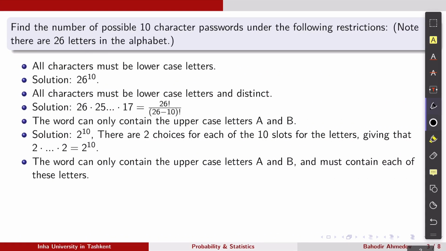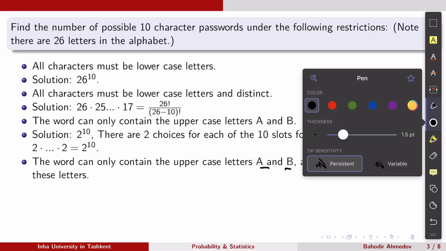The word can contain only uppercase letters A and B and must contain each of these letters. So what does it mean? It means that A and B should each participate in the password at least once. I think it's going to be really difficult if you think from a perspective that you need to create a password with only 1 A, only 2 A's, 3 A's, 4 A's, and so on. So what I would like to do is go from a different perspective to this problem.